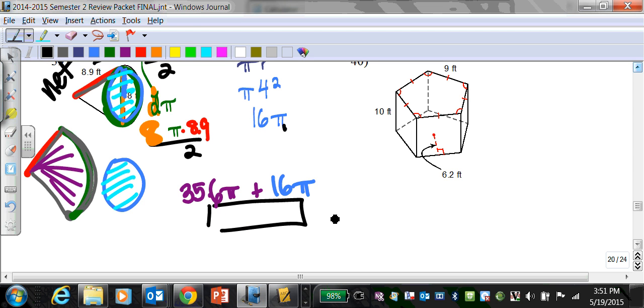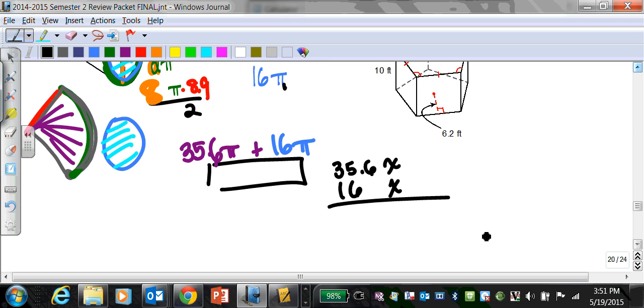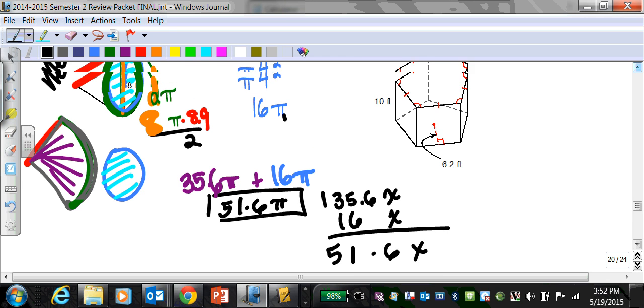So all we need to do to add this up, this is like saying 35.6x plus 16x. That doesn't actually become 2x. This is going to be 51.6x. So this over here is going to read 51.6 pi. We check units. Were we given units? Yes, and it's feet squared.